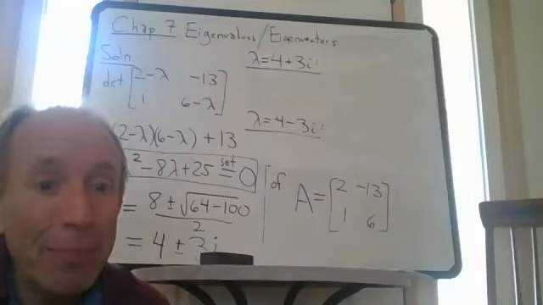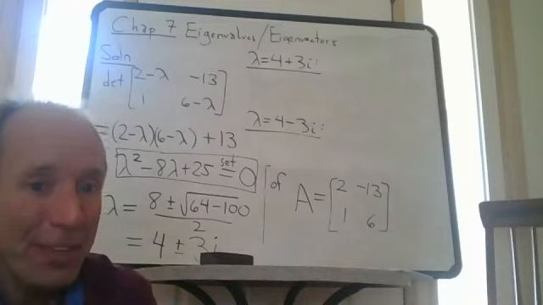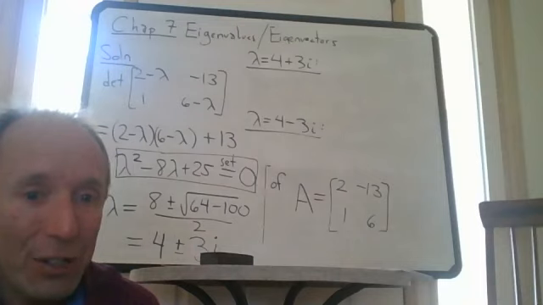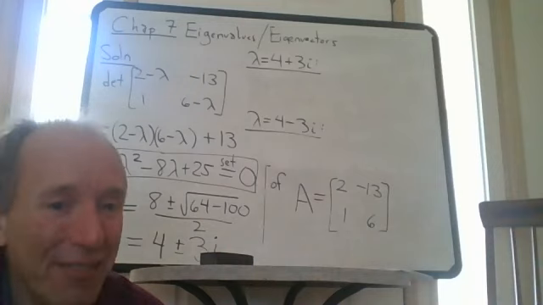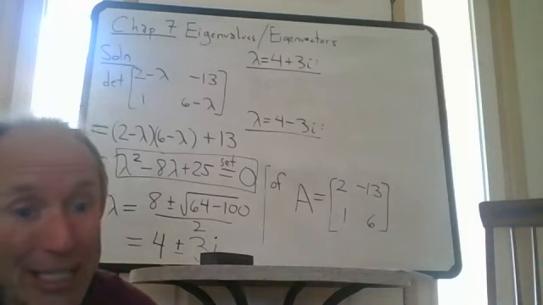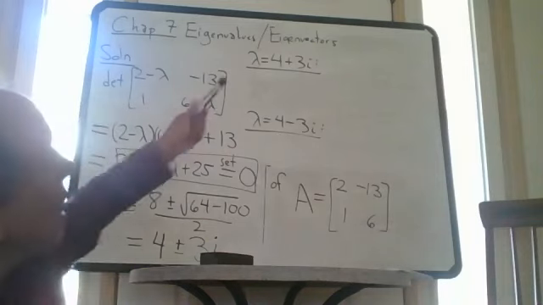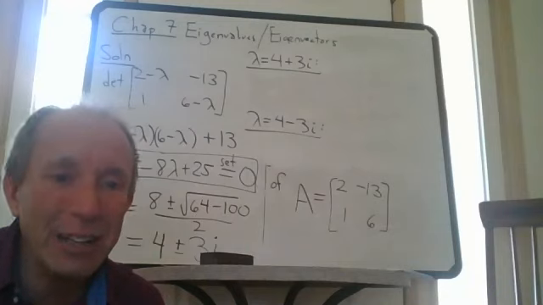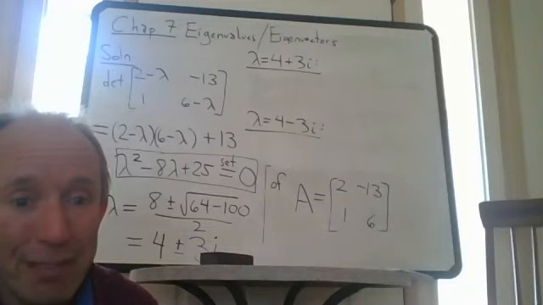If we add those two lambdas together, 4 plus 3i added to 4 minus 3i, the imaginary parts cancel out. It adds up to 8, right? The two lambdas added together add up to 8. Look at your original matrix down there in the lower right corner. The trace of that matrix is 2 plus 6, which is 8. It works. Similarly, if you multiply 4 plus 3i times 4 minus 3i, if you multiply those two complex numbers together, you're going to get 25, which is the determinant of A, right?